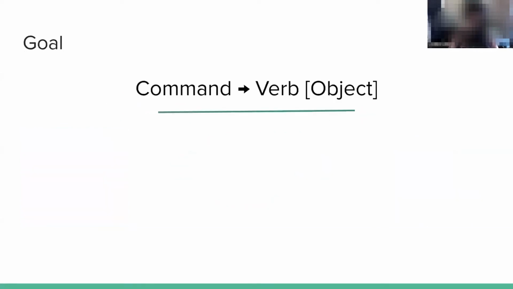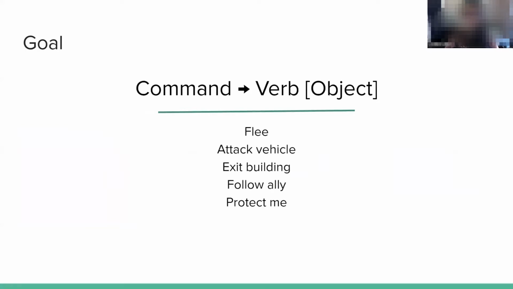In our setup, we defined a command as a verb followed optionally by an object. You can think of these as an action the player wants the NPC to take and a target for that action. These would be things like flee, attack vehicle, exit building, these very basic behaviors that the player might want to trigger in the NPC. These are predefined by the game designer and given to our system. When the user says something like, take out that ship, our system is able to classify that and figure out which predefined command it corresponds to.